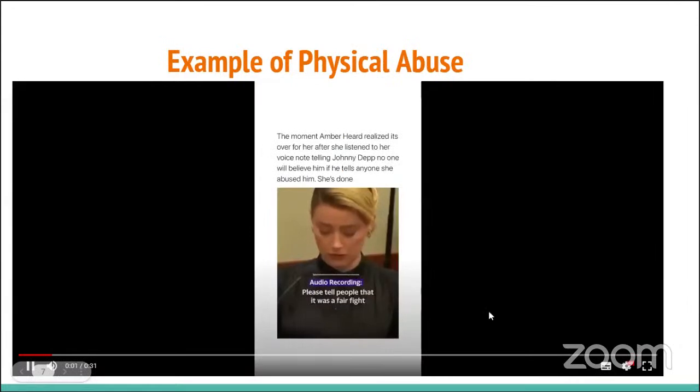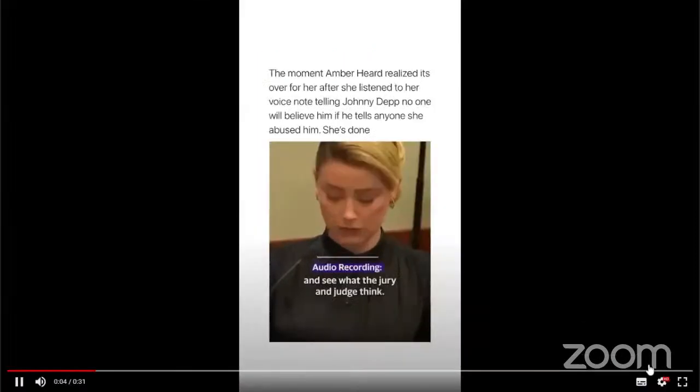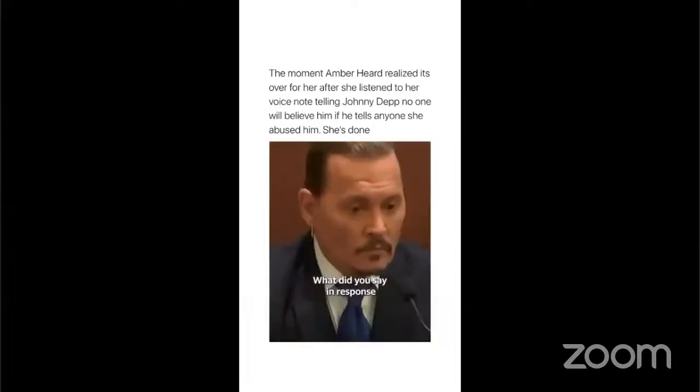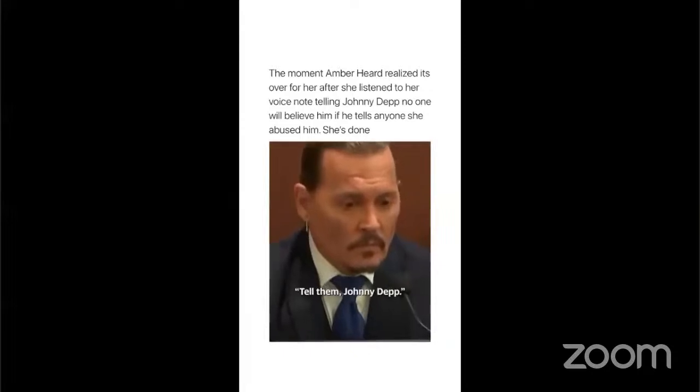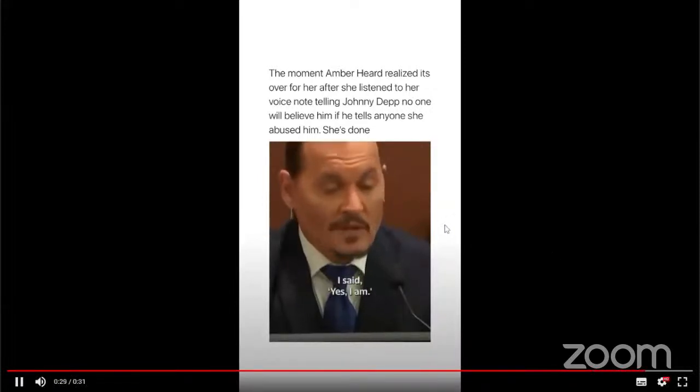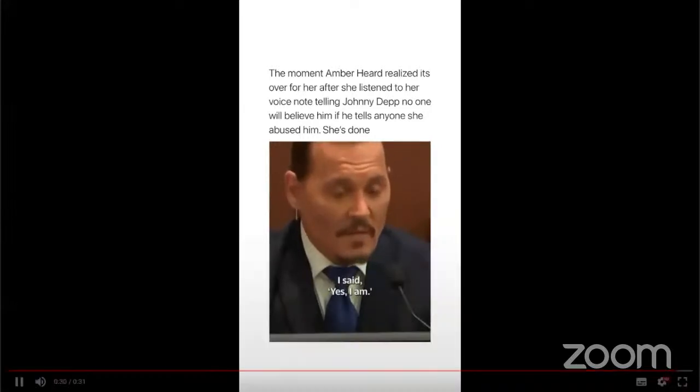Tell people that it was a fair fight and see what the jury and judge think. Tell the world, Johnny. Tell them, Johnny Depp. Johnny Depp, man, I'm a victim too of domestic violence. And yes, it's a fair fight. And see how many people believe or side with you. And what did you say in response when Miss Heard said, "Tell the world, Johnny, tell them Johnny Depp, Johnny Depp, a man, I'm a victim too of domestic violence"? Yeah. I am.